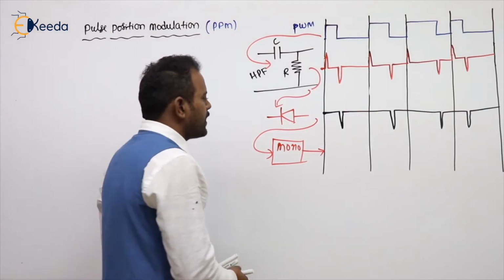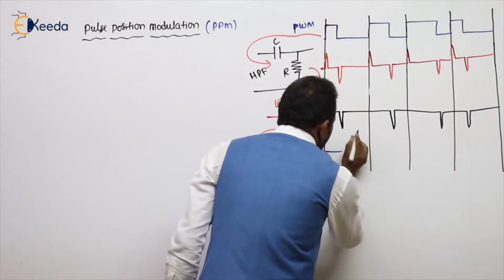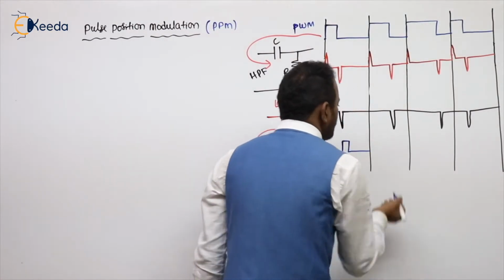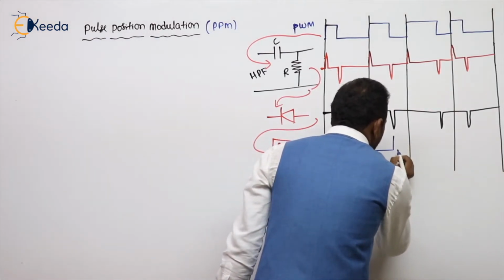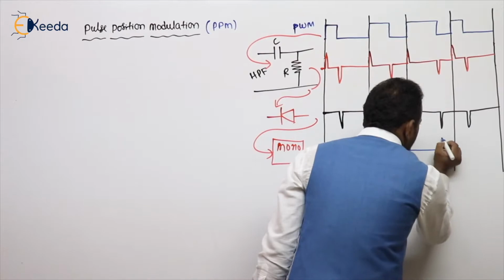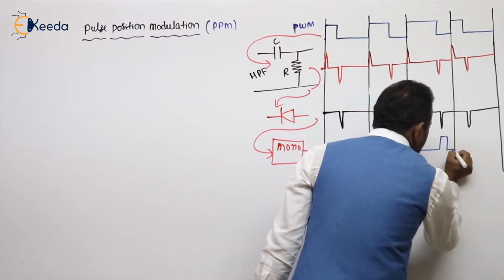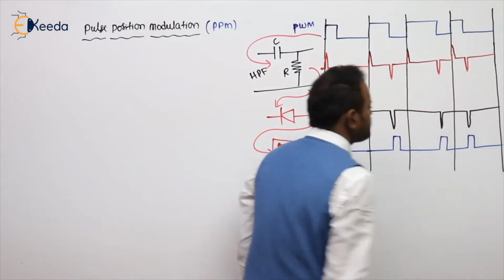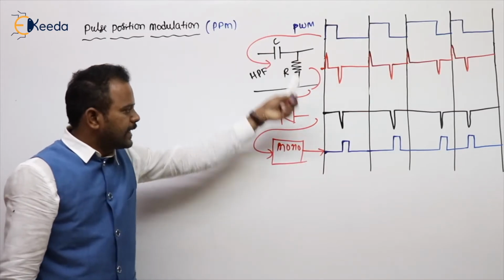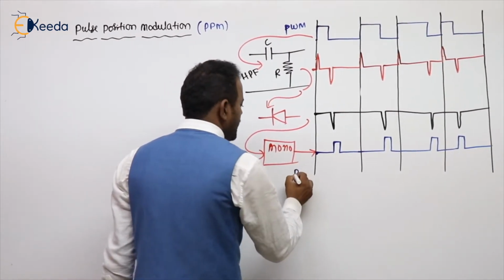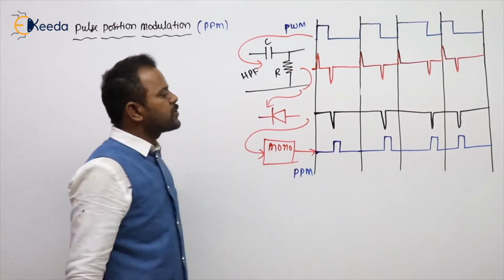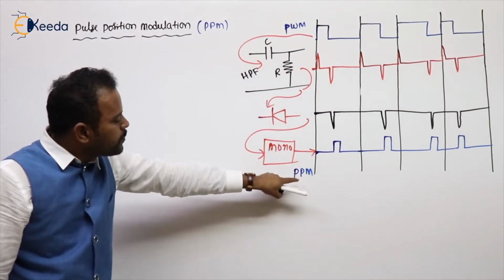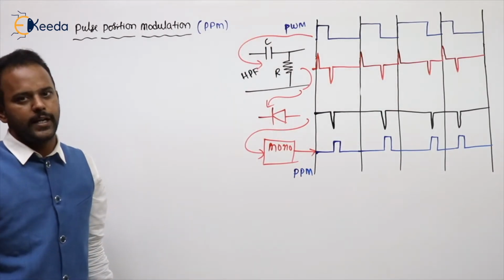So the stable state we are maintaining is 0, and when the trigger is given, it goes to the unstable state and comes back. Trigger is given, goes to the unstable state, comes back. Again, trigger is given, goes to the unstable state and comes back. You can see that is nothing but a PPM signal. This is the procedure of generation of a PPM signal from a PWM signal.